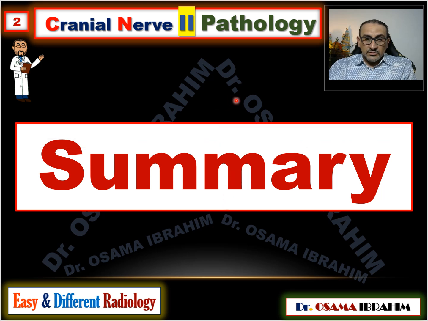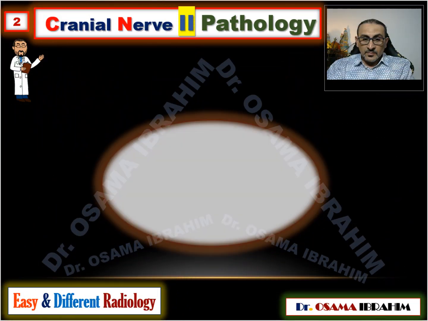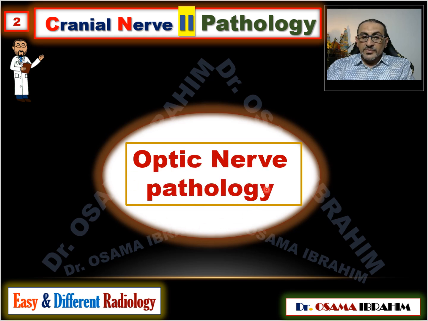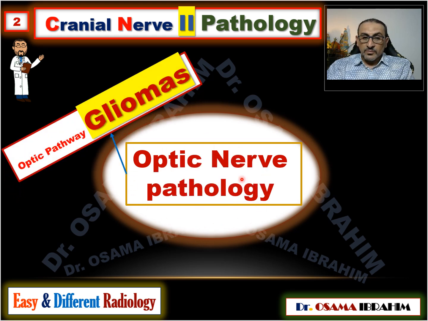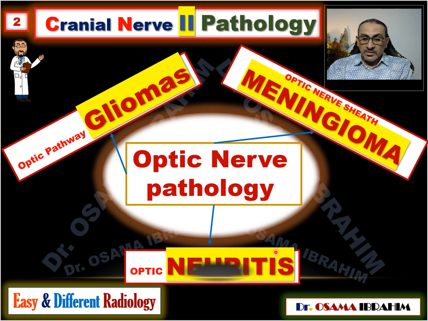And now I want to finish today's lesson with a couple of notes and to summarize my presentation. If you find optic nerve pathology, the optic nerve is not normal, so you should think of one of three: glioma, or meningioma of the optic sheath, or neuritis, and neuritis should be differentiated into ischemic neuritis, neuritis associated with MS, or neuritis with Devic disease.